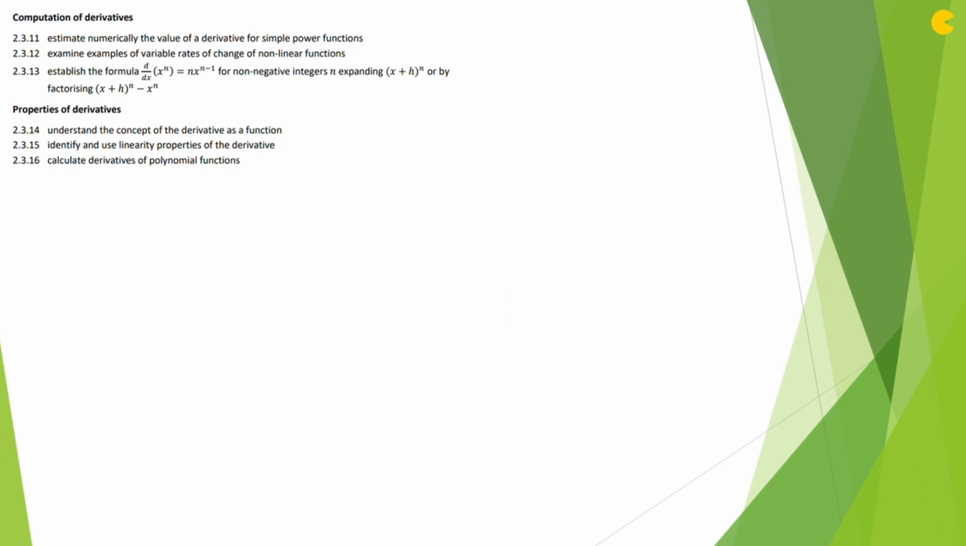We estimated numerically the value of a derivative for simple power functions. We looked at how rates of change work for nonlinear functions. We established the power rule using first principles for non-negative integers, and just trust that it also works for negative integers and everything else. You just don't need the proof. Next, we also looked at the concept of the derivative as a function. We saw that there are linearity properties associated with the derivative that allow us to calculate derivatives of polynomial functions.